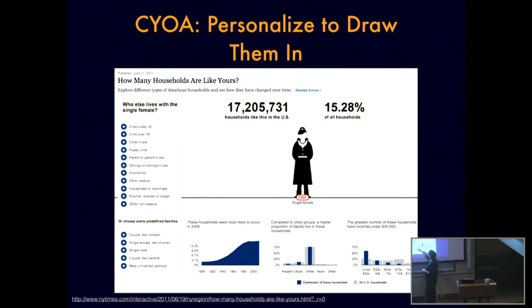Compared to other groups, a higher proportion of blacks live in single female households. That's sort of depressing. The greatest number of these households have incomes under 30,000. That's very depressing. But then, you can add people to the family and see what happens. You can go back to couples or whatever and see where you stand.